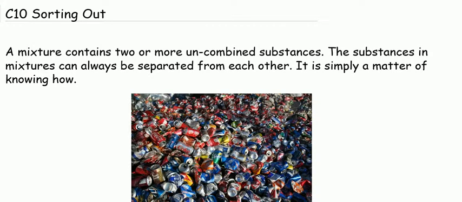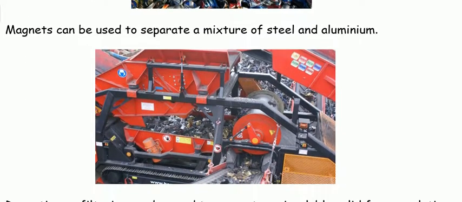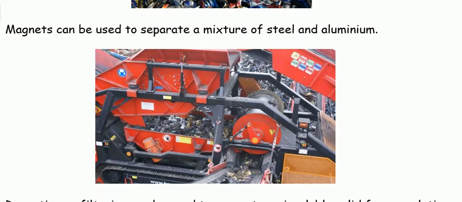C10 Sorting out. A mixture contains two or more uncombined substances. The substances in mixtures can always be separated from each other. It is simply a matter of knowing how. Magnets can be used to separate a mixture of steel and aluminium.